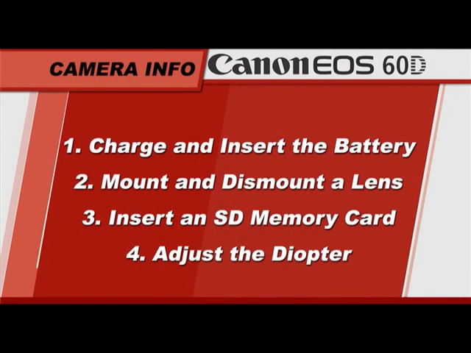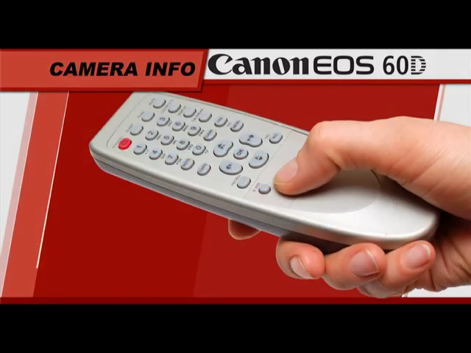Before you start taking pictures, you'll need to follow a few simple steps to get your camera ready. You'll need to put the battery in, attach a lens, insert an SD memory card, and adjust the diopter. If you're already familiar with these steps, use your remote to skip this chapter.